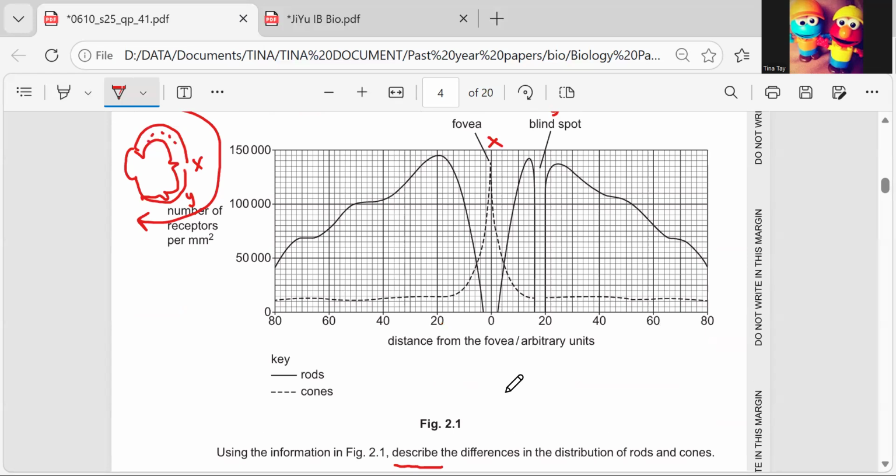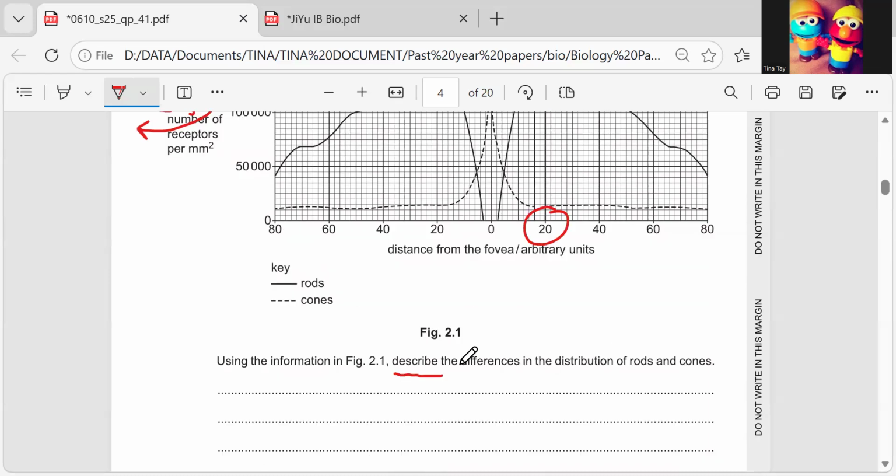Okay, so from the fovea, left and right of the fovea, the rod cells are the same or decreasing? Decreasing. They're not the same. But the peak of the cone cells is only in the fovea. And then here, there are no cone cells, no rod cells. But here you cannot talk about the blind spot. Why? It's the same.